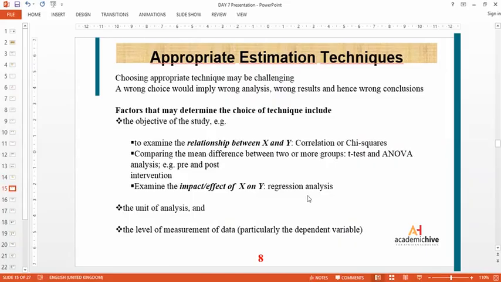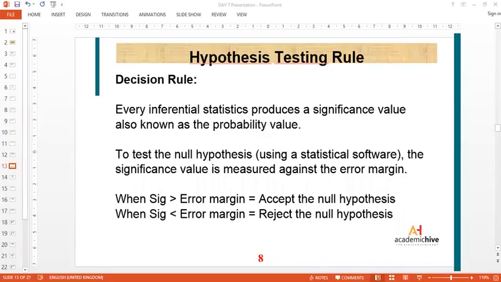So the significant value was lower than the error margin in that report that we saw. The significant value was 0.000, and the error margin is 5%, which is 0.05. Please, which of these two decisions does it fall in? Great. I can see that Priscilla has followed. She says, reject the null hypothesis. You are very correct.